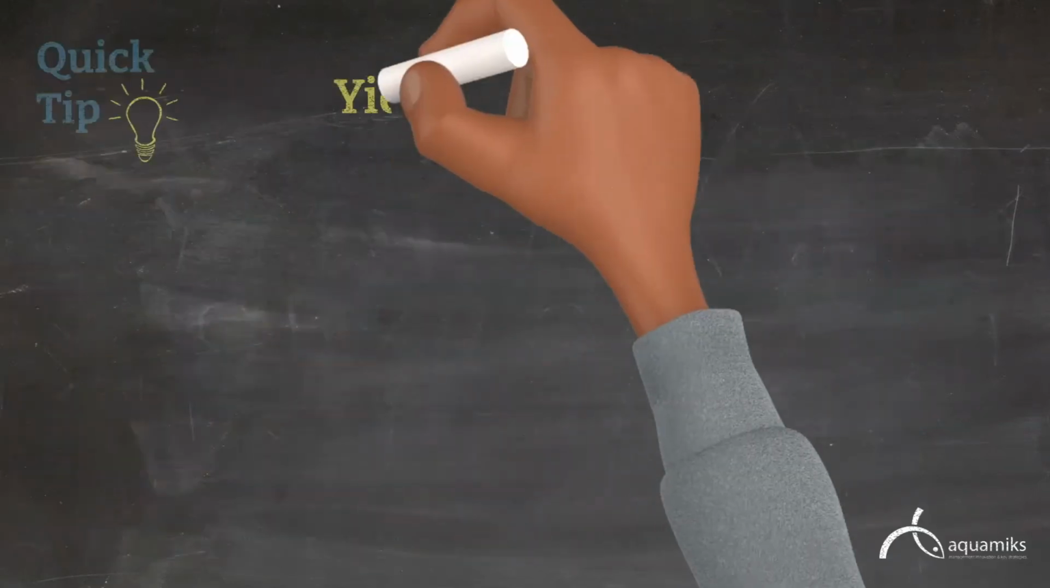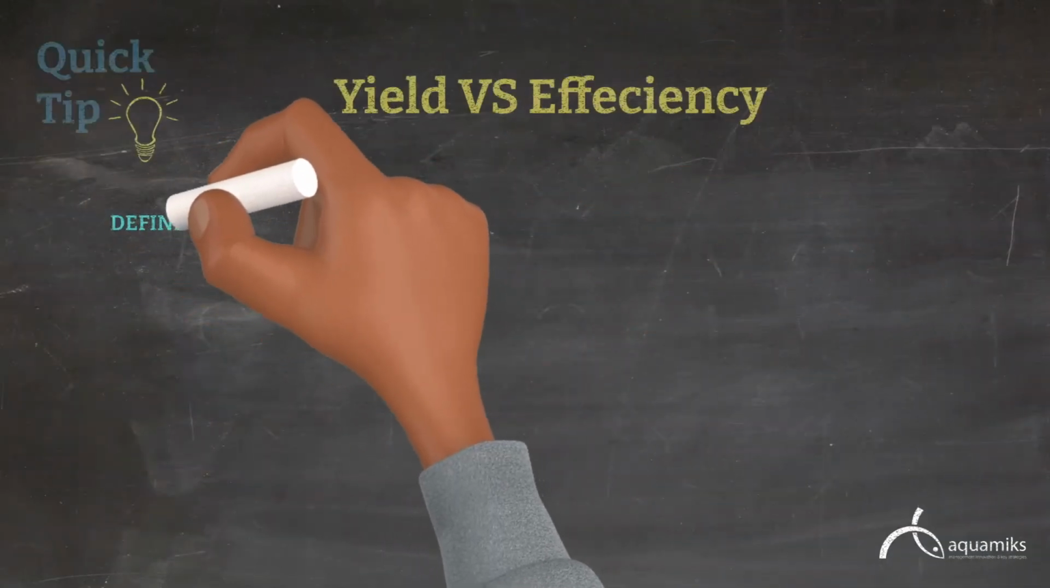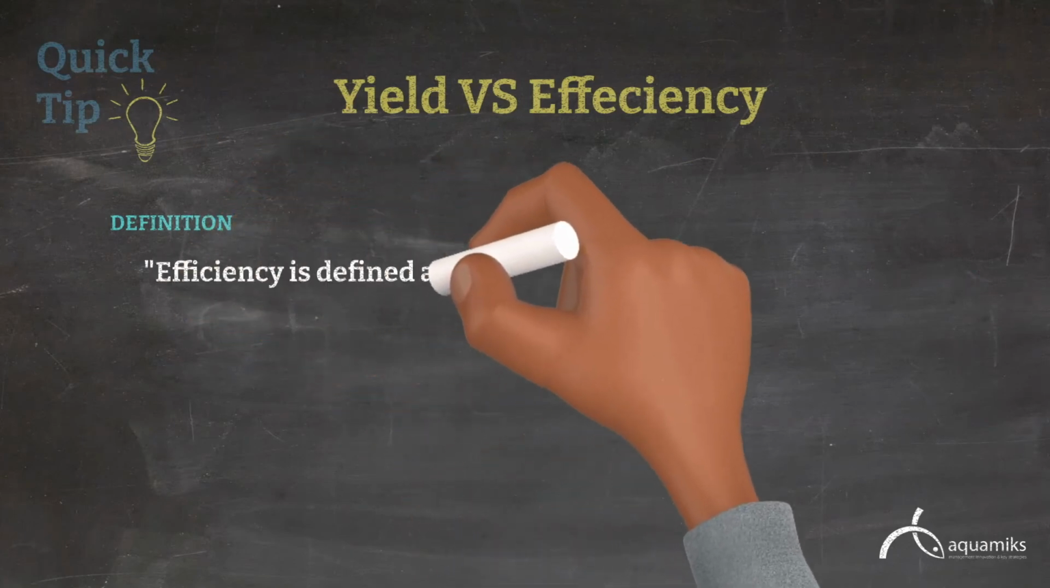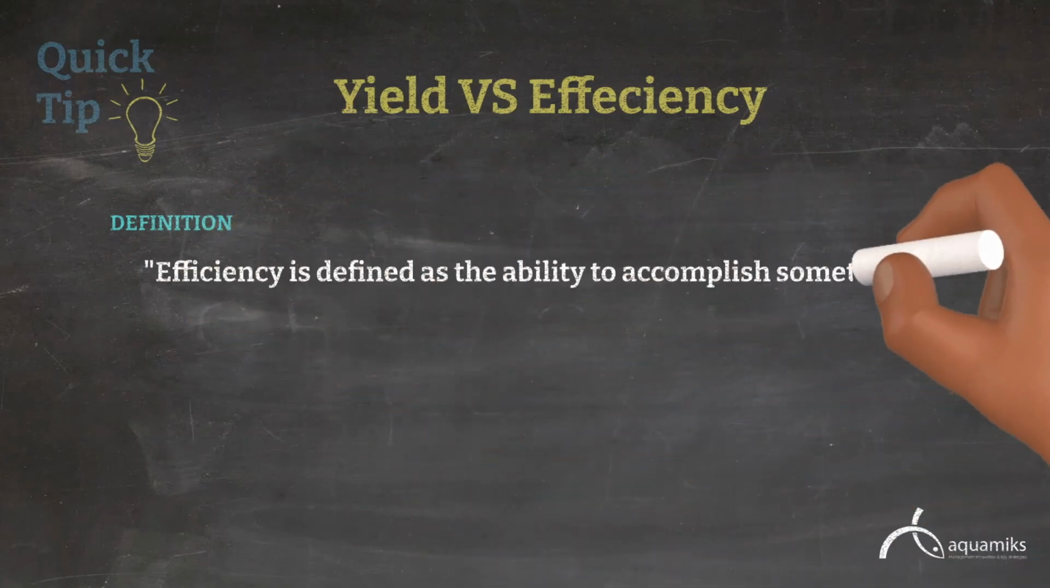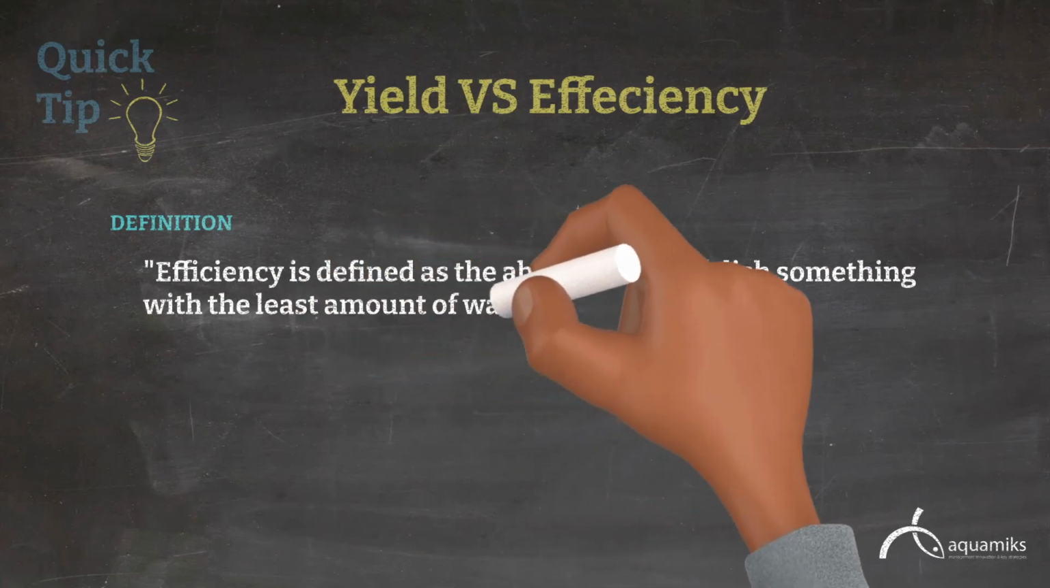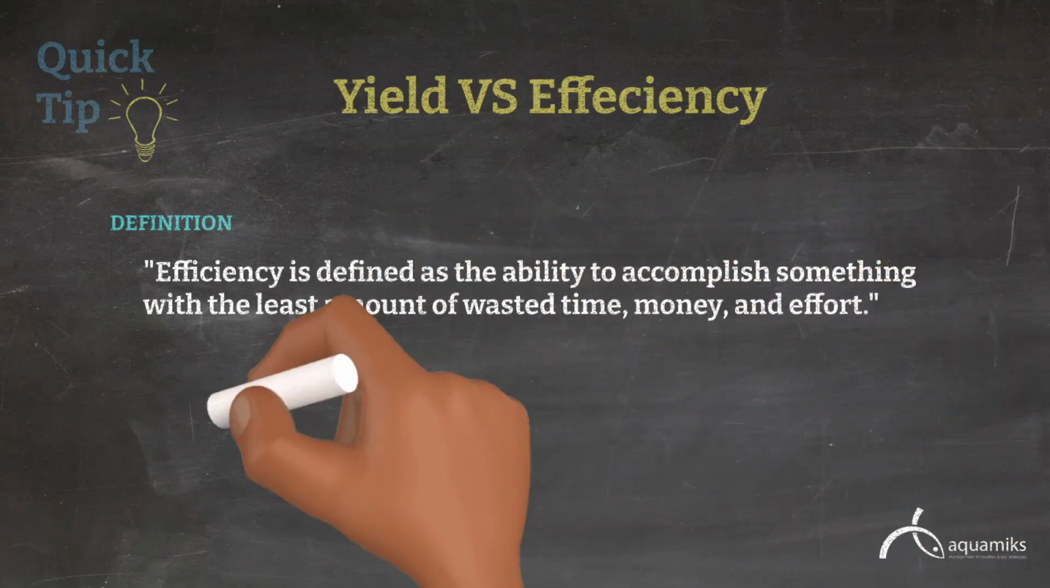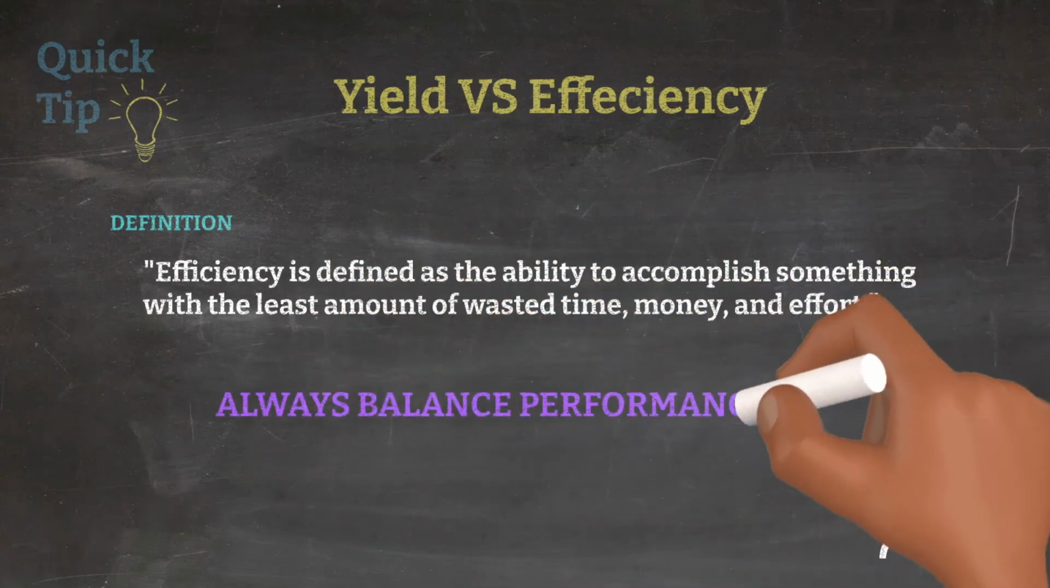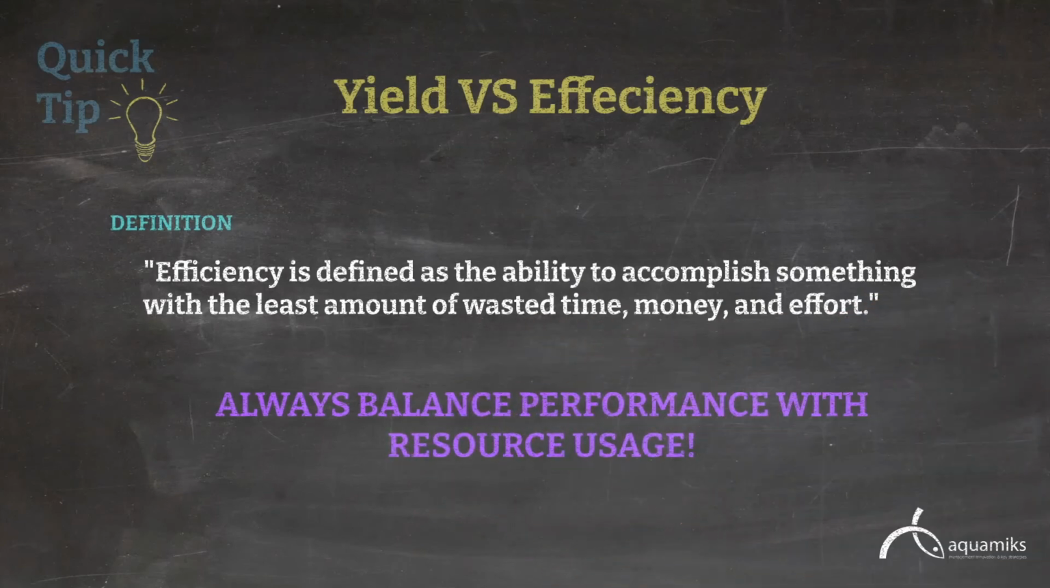Aquamiks tip of this episode is yield versus efficiency. To choose your oxygenation system, you have to keep in mind loads of parameters. But you can never forget that you have to find the right balance for your situation, between the yield of the system you are implementing and its efficiency. Economic and material resources are limited and need an accurate balance.